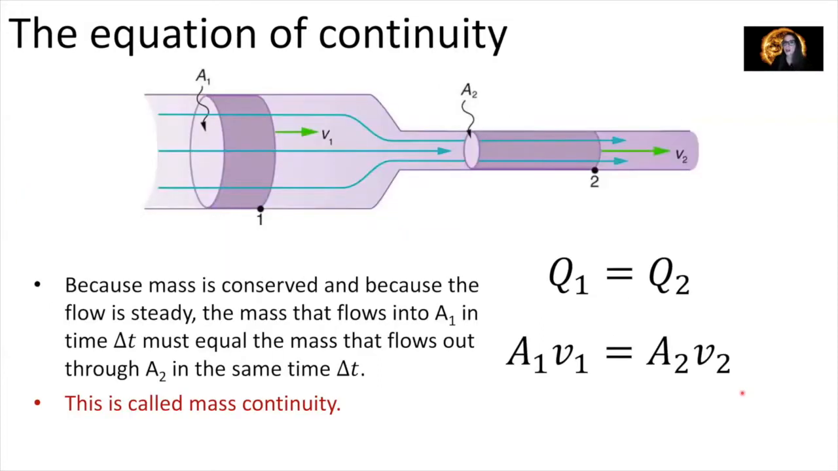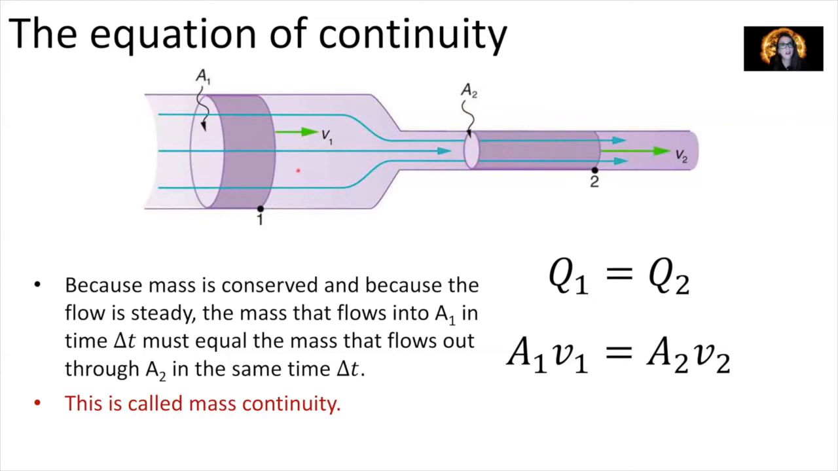We also have something called the equation of continuity, which comes in part from our flow rate that we just saw. Okay, mass in our universe is always conserved. So because mass is conserved, and we're going to assume that we have a steady flow inside this tube that we have here, the mass that flows into this cross section here of this wider end of the tube A1 in some time delta t must equal the mass that flows out through the smaller cross-sectional area of the tube A2 in the same time delta t.